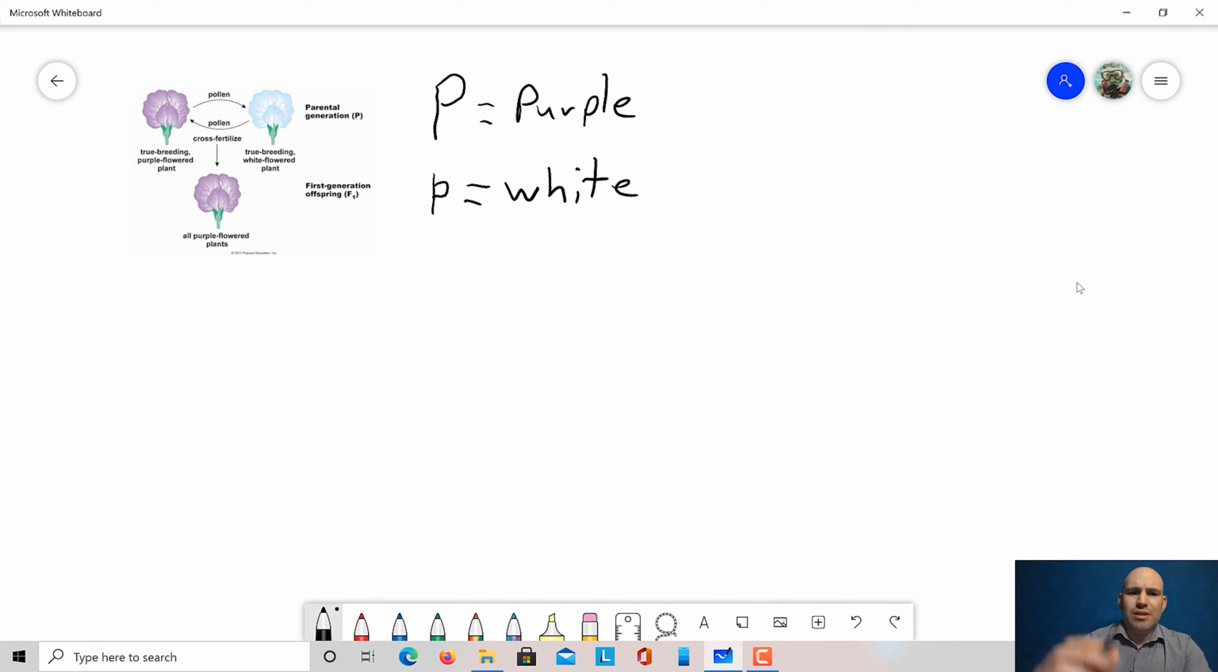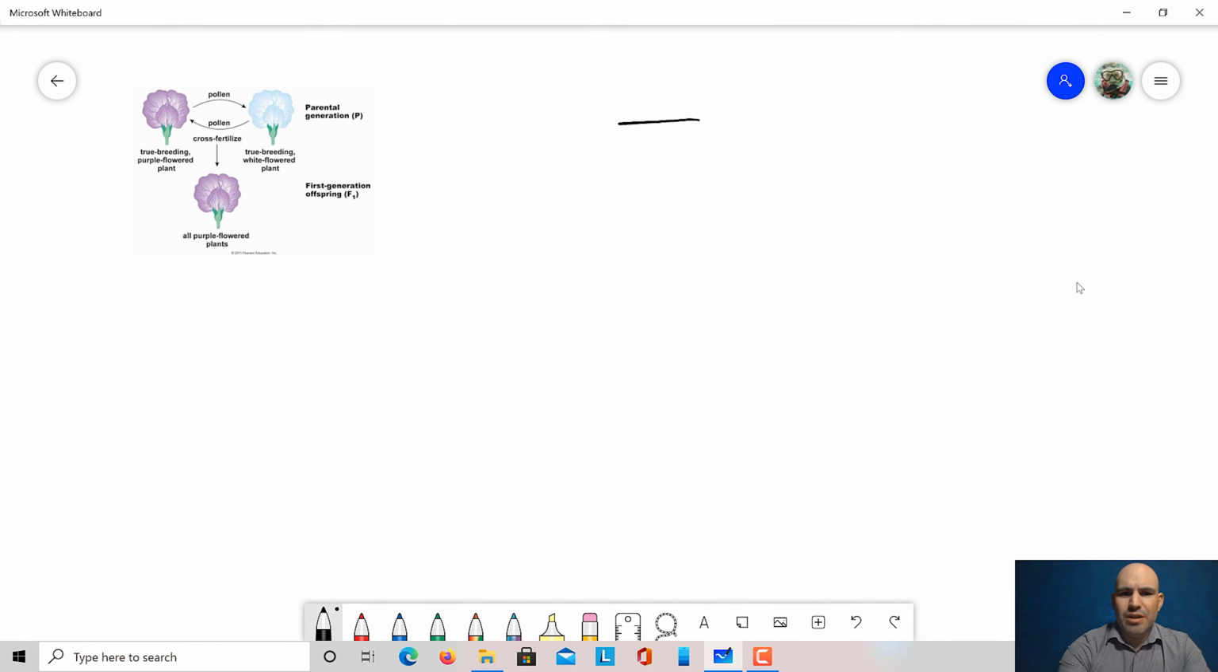Okay, so let's look at this. Let's look at Father Mendel's plants, his pea plants. So that purple pea plant, we're going to do a Punnett square. We're going to cross these two together.